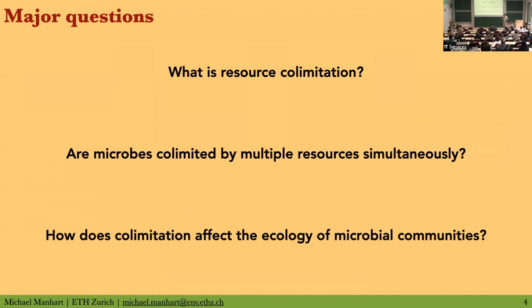So I want to address these three questions today. First, I just want to talk about what is co-limitation, and then given such a definition, do we expect microbial communities and populations to be in fact co-limited for multiple resources? And then finally, how would such a state of co-limitation affect a microbial ecosystem, and in particular, its interactions?